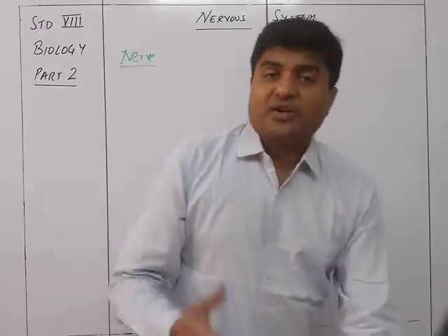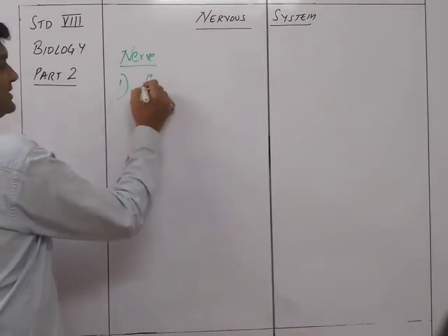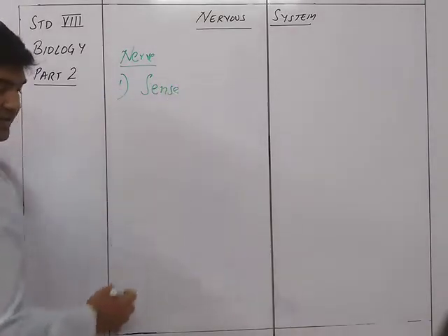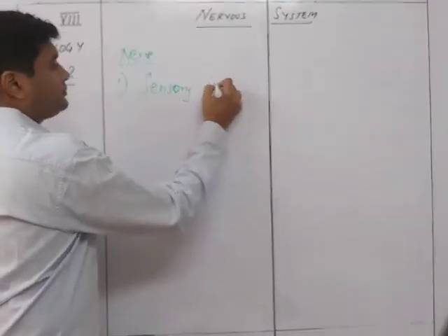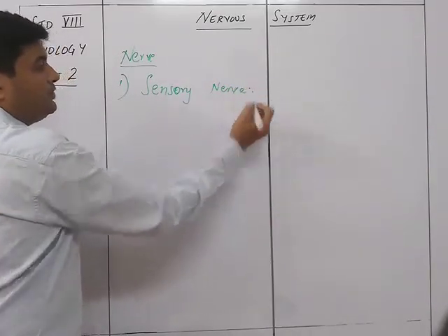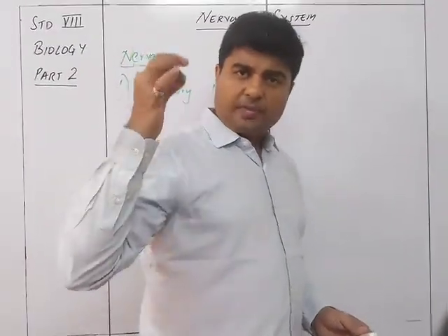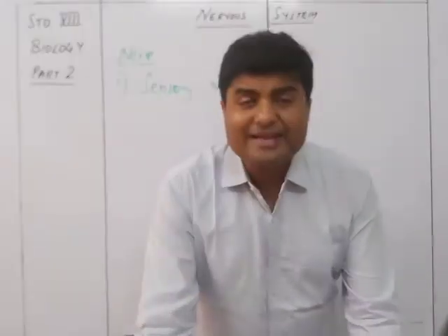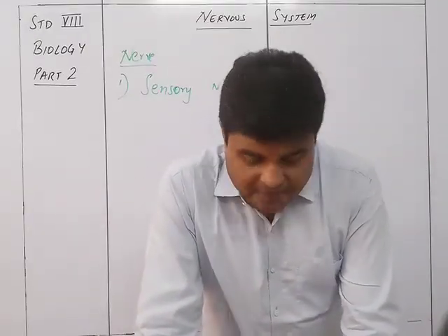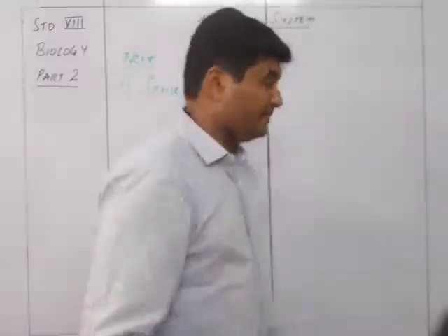So there are three kinds of nerves, the same way as the neurons. The first is the sensory nerve. What is a sensory nerve? Same thing, from the sense organ to the brain. It contains only sensory neurons. An example of that is the optic nerve of the eye.